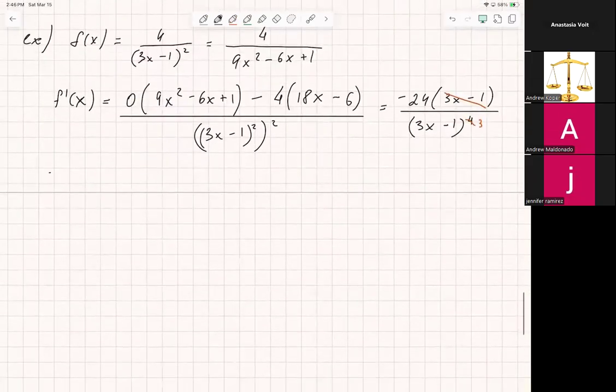So the answer would be negative 24 over 3x minus 1 to the third power. Okay? So this is the way to do this kind of problems. Now, next problem.